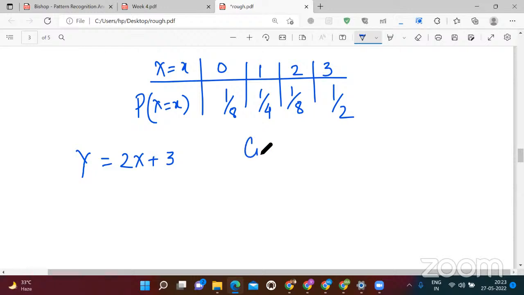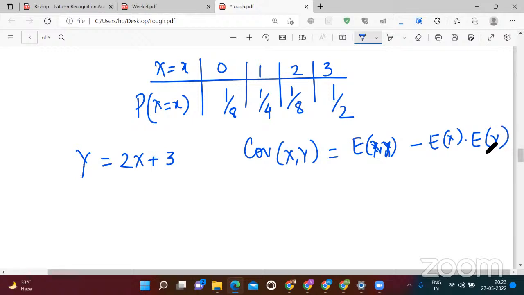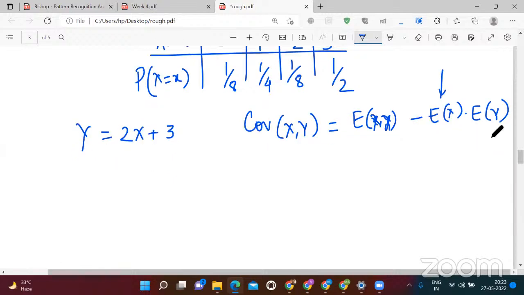So if you have to calculate the covariance, you need the expectation of xy minus expectation of x and expectation of y, right? This you would have calculated simply, right? So you are facing the issue in calculating EY. Have you calculated it?